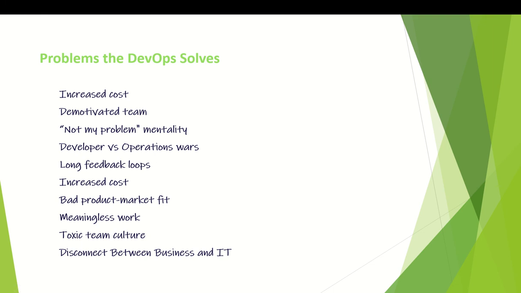So next is the disconnect between business and IT. The disconnect between business and IT happens when the company does not see the IT department as worthy of a long-term investment. Their business plans do not focus on IT innovations.